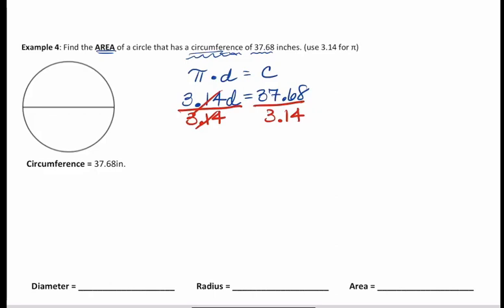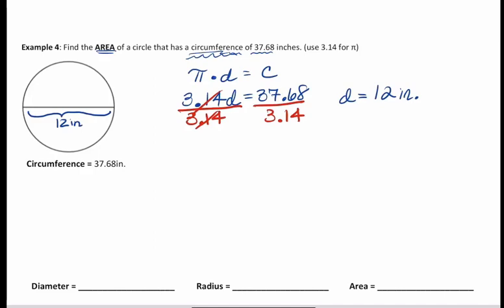So I know what you're thinking. You're like, why are we doing circumference? What does circumference have to do with this? Well, bear with me here, and I'll show you what I mean. All right, when you do 37.68 divided by 3.14, on my calculator I got 12. So I'm going to put 12 inches. That's not 12 square inches, it's just a distance.